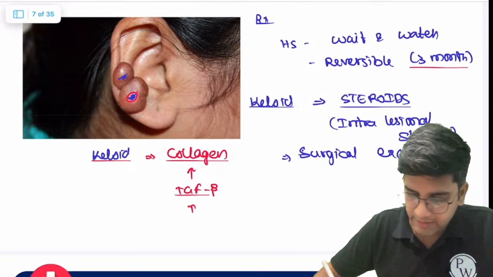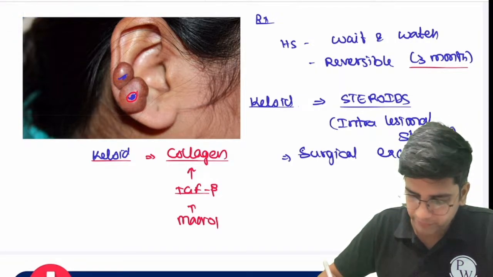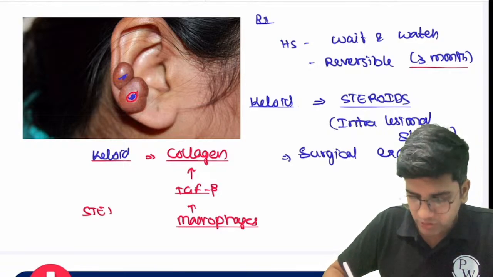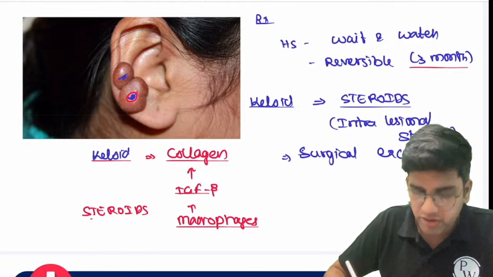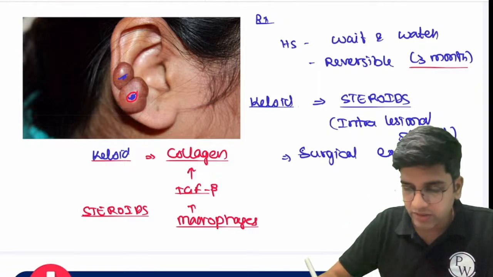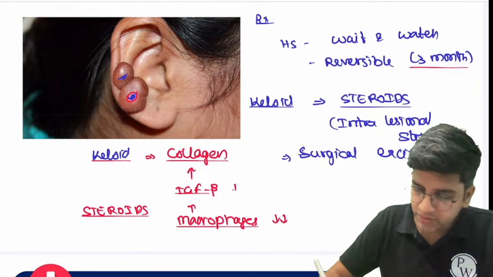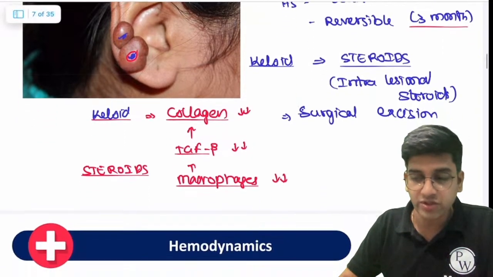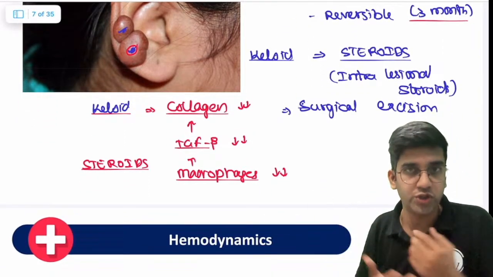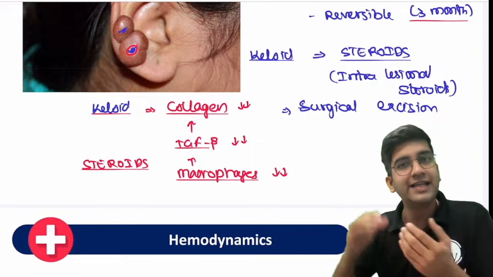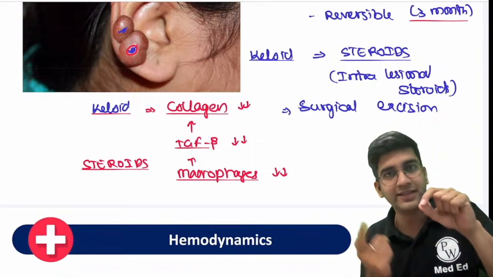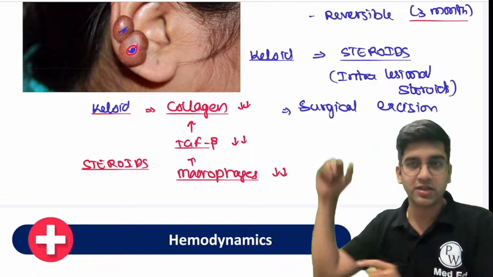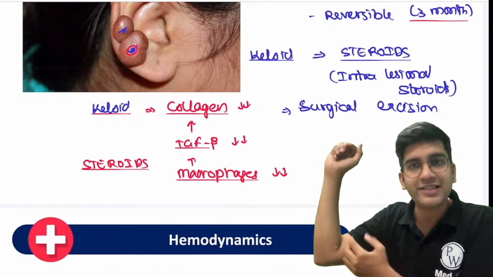So TGF beta comes from macrophages. So when we give steroids, I have to give a steroid injection into the scar. This will reduce macrophages, which will reduce TGF beta, which will alter the collagen formation, right? That's how steroids work. Or if it's very, very huge, I need to resect them like this. First cut them a little bit if it's very huge, or just give an intralesional injection. If I give an injection of steroid here, this will disappear.